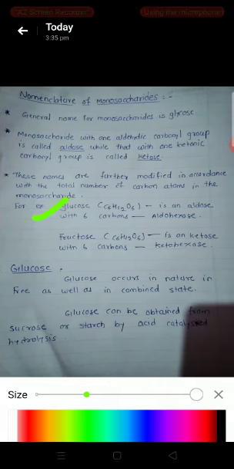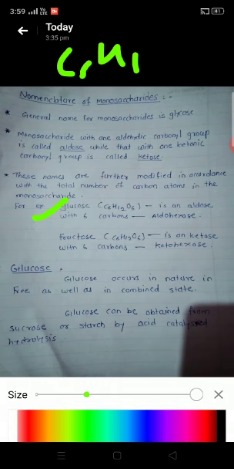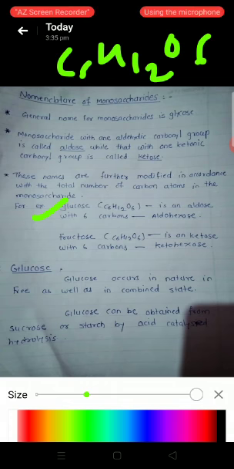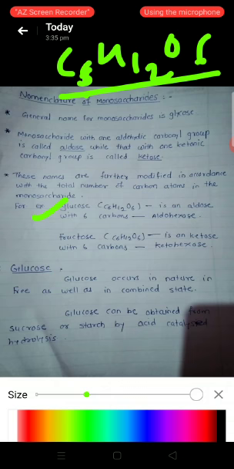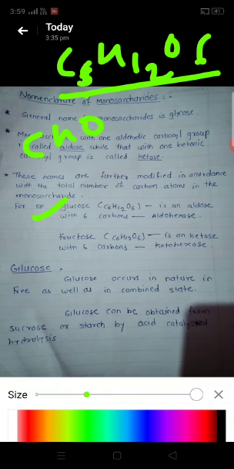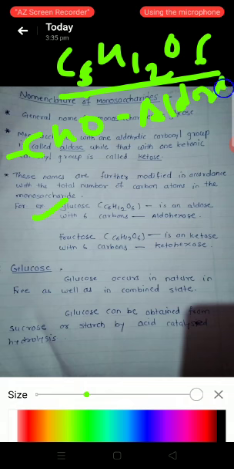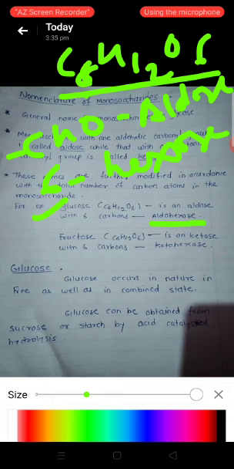Glucose is C6H12O6. The general molecular formula of glucose is C6H12O6. In glucose, one CHO group is present. Hence, glucose is aldose. And a total of 6 carbon atoms are present. Hence, this is hexose. Hence, glucose is aldohexose.